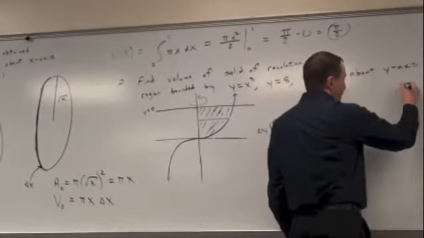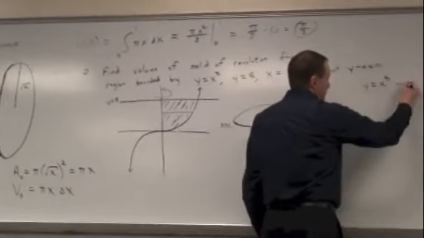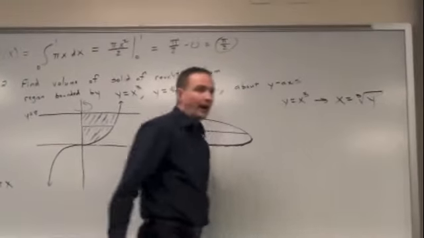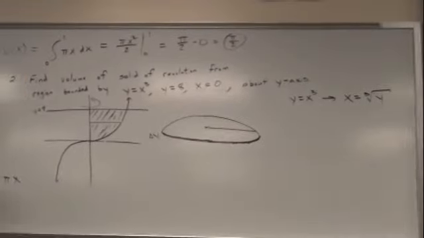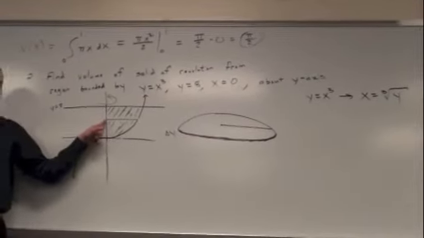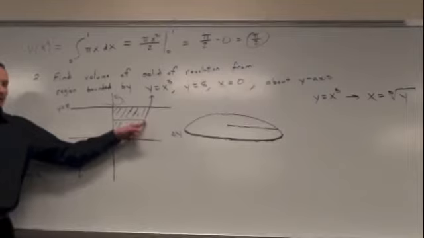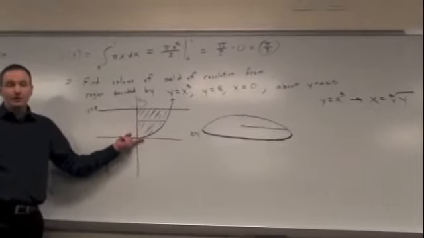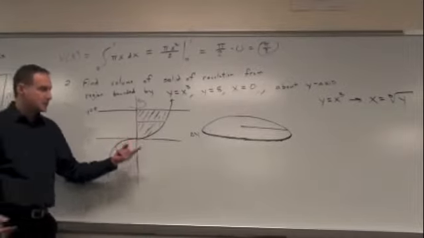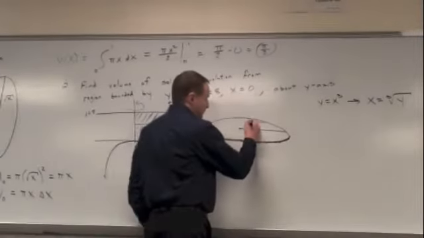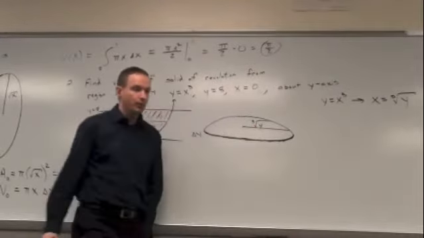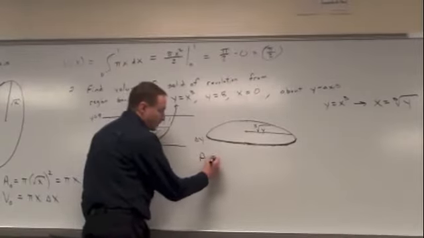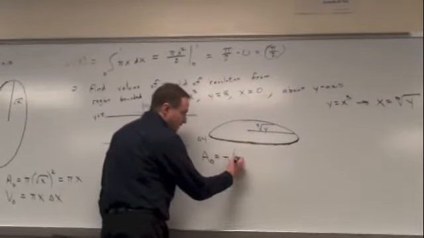If y is equal to x cubed, that means x is equal to the cube root of y. So the distance from the axis of revolution to any point on any cross-section throughout this entire region is going to be the cube root of whatever the y value is. So I could say, okay, cube root of y.